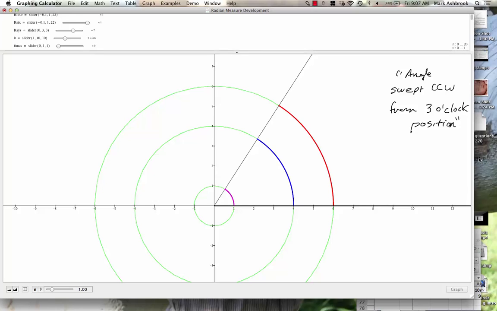And so if the angle subtends, the rays of the angle cut off 1 radius length, then the measure of that angle is 1 radian. So what is 1 radian? An angle that has measure 1 radian has rays that subtend 1 radius length of arc length. No matter what size circle you pick, it's going to be 1 radius of arc length.